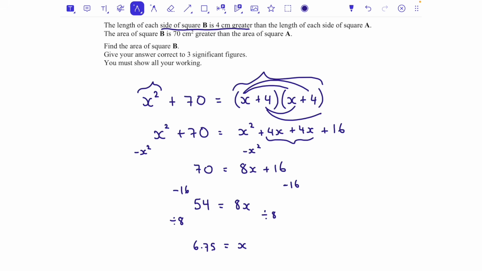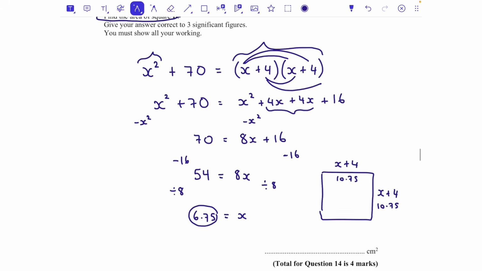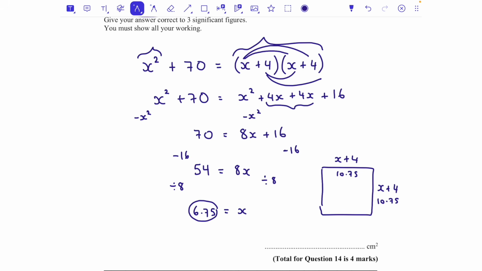They've asked us here for the area of square B. So we know that square B was x add 4 wide and x add 4 tall. So if x is 6.75, I need to add 4 to that. So I know it's 10.75 wide and 10.75 tall. So to get the area, it's going to be 10.75 times 10.75. You could have just done 6.75 squared and added 70 as well, that would work.